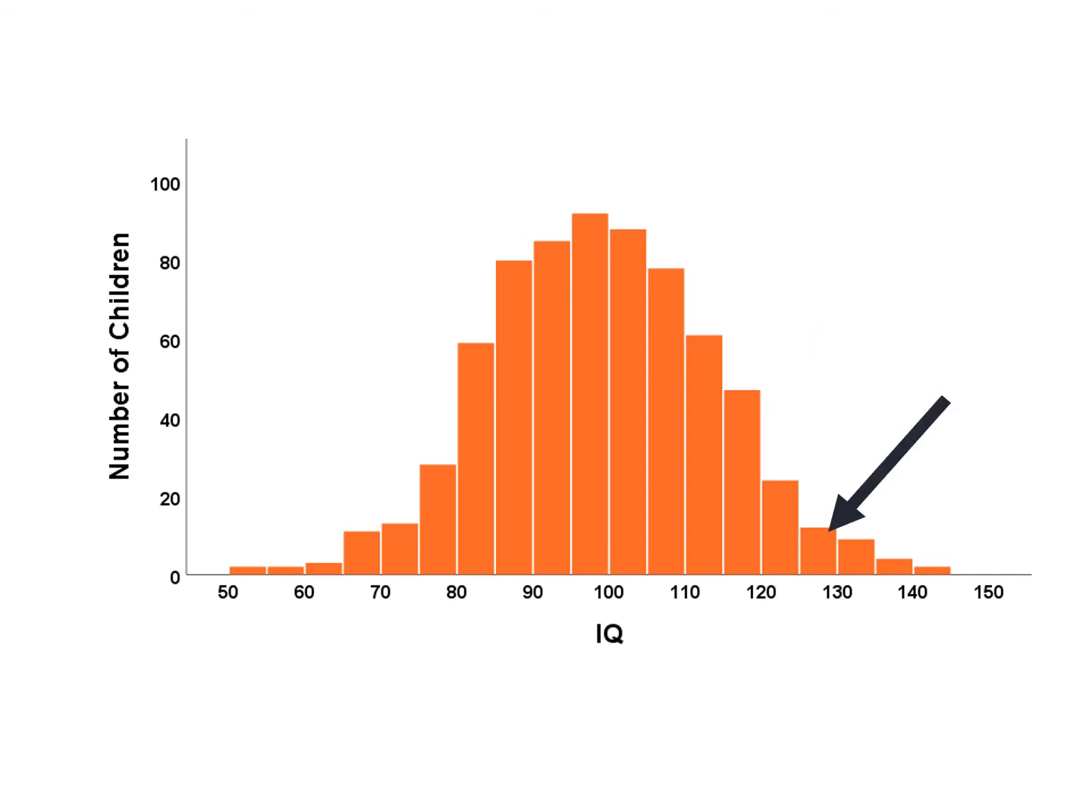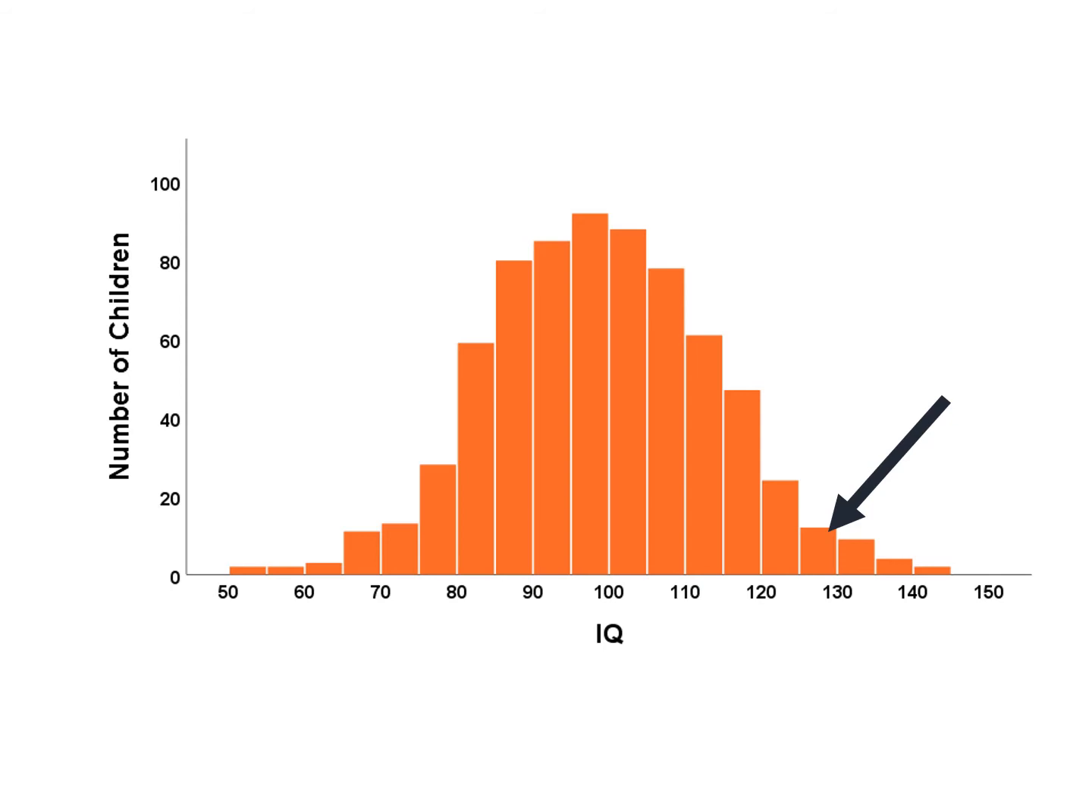This is the interval for IQs between 125 and 130. What is the approximate height of this bar highlighted here? This bar is around maybe 20 high. So we can use this estimation of 20 to estimate how many children are in this range. We get that 20, multiply it by width of 5, and get around 100 children within this IQ range.